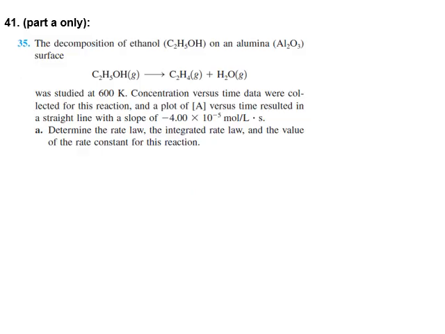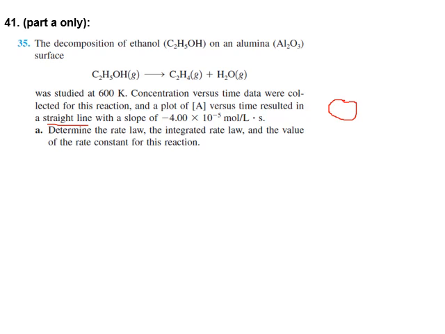All right, another problem, the decomposition of ethanol on alumina. C2H5OH gives C2H4 plus H2O, and it was studied at 600, and we have a clue coming up. Concentration versus time resulted in a straight line. Okay, so this is our first clue. Maybe the only one, but at least we got one. It's zero order. Whenever you plot concentration versus time and get a straight line, that's a clue that you have a zero order reaction.